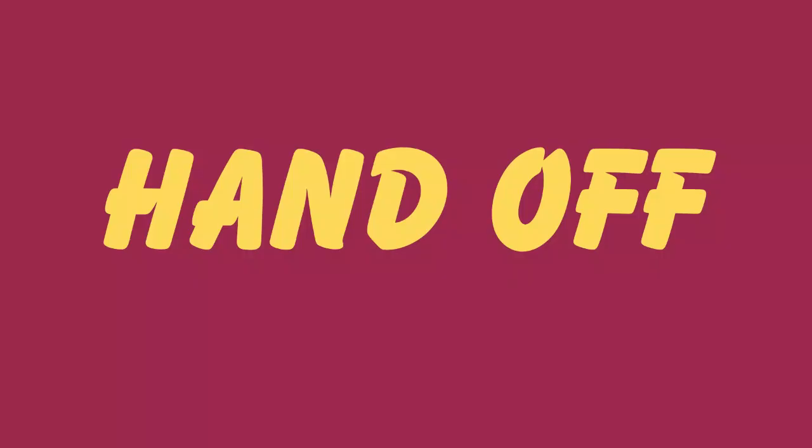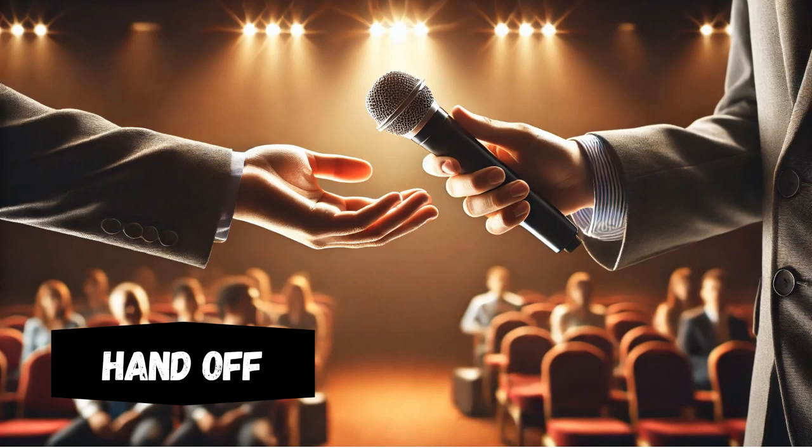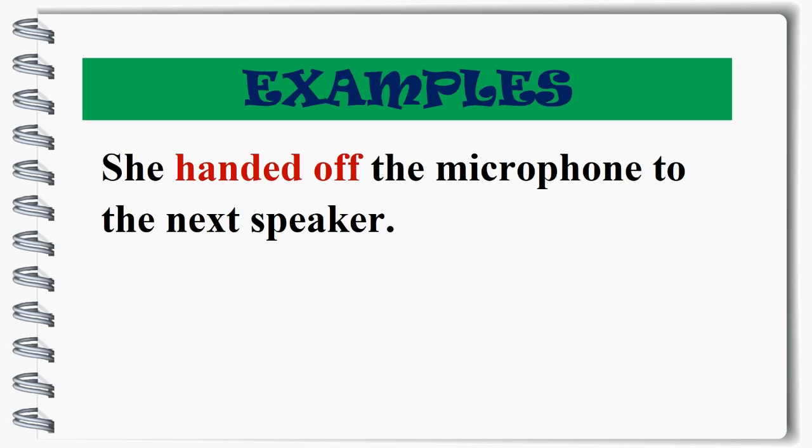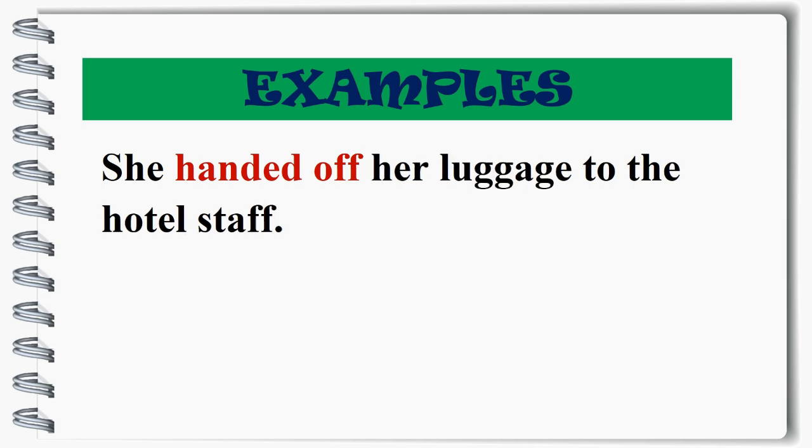Our next phrasal verb with hand is to hand off. Hand off has two meanings. The first meaning of hand off: to hand something off means to pass or give something to someone. This phrasal verb is known as hand over in British English. Examples: she handed off the microphone to the next speaker. In British English, we would say she handed over the microphone to the next speaker. She handed off her luggage to the hotel staff.